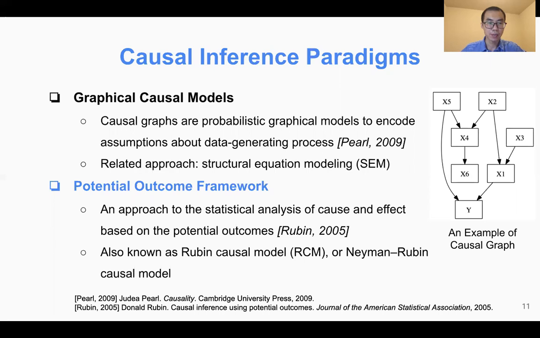The second paradigm is the potential outcome framework, which is an approach to the statistical analysis of cause and effect based on the potential outcomes. This framework is also known as the Rubin causal model or Neyman-Rubin causal model. In our tutorial, we will focus on the potential outcome framework.